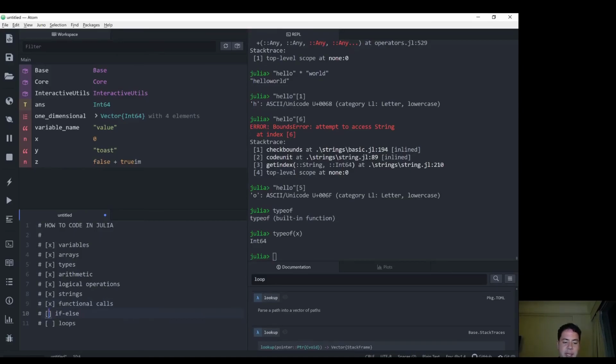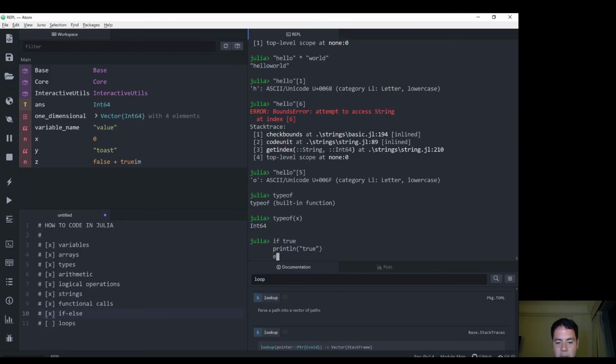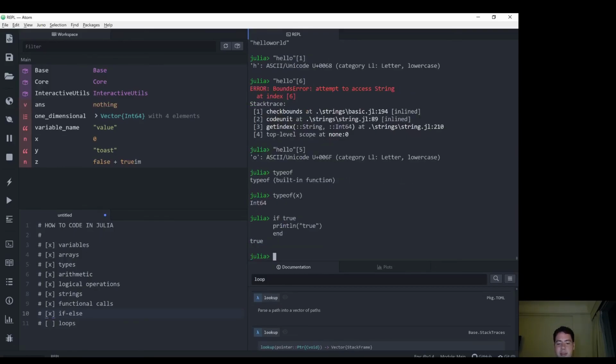So if then else, this is basic control flow in Julia. So if true, do something, println true because it is, and so of course that evaluates. I did a whole video about control flow in Julia, so feel free to check that out below.